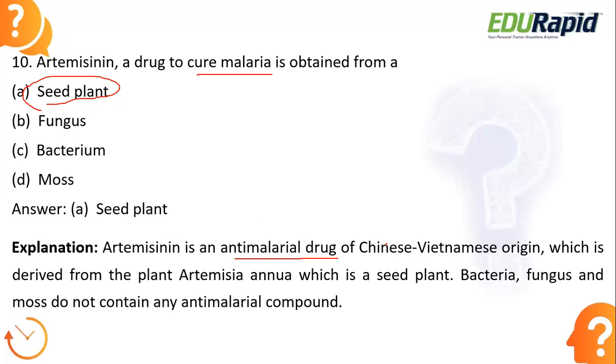And here the seed is derived from a plant called Artemisia annua. Artemisia annua is one such plant. The seeds of these plants are used to extract the artemisinin drug. This drug fights against malarial diseases, whereas the rest of the options that we have, fungus, bacterium, or the moss here, do not show any anti-malarial properties. Okay, moving to the next question.